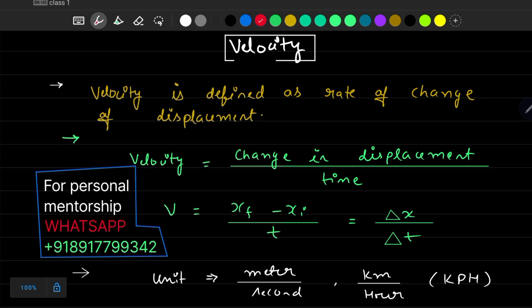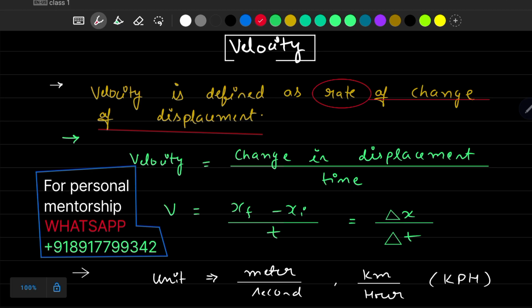So what is velocity? Velocity is defined as the rate of change of displacement. It means how fast your displacement is changing. So its formula will become change in displacement upon time. Always remember, whenever they use the term rate, it means you have to divide with respect to time. So velocity is the rate of change of displacement, and the formula will become change in displacement upon time.